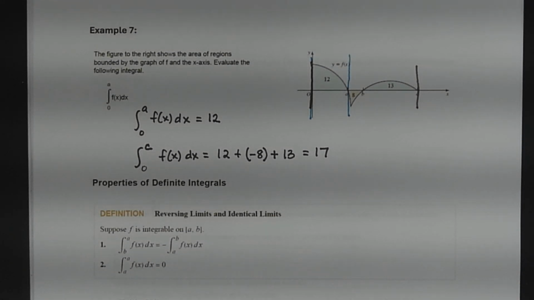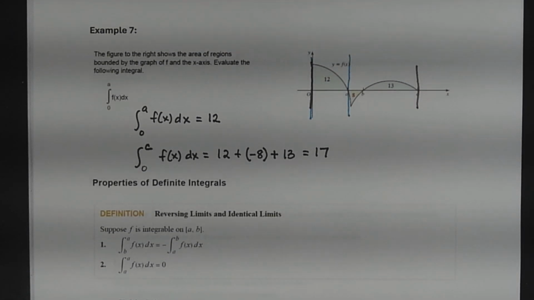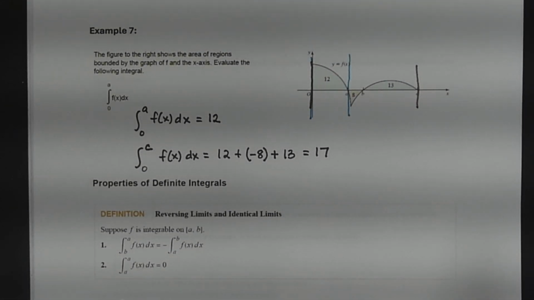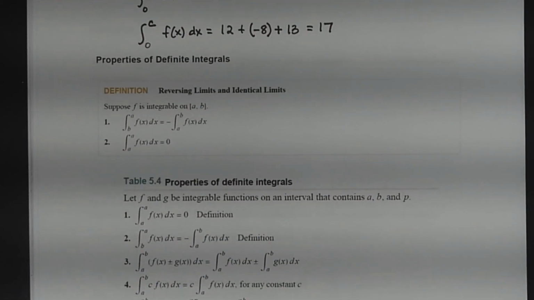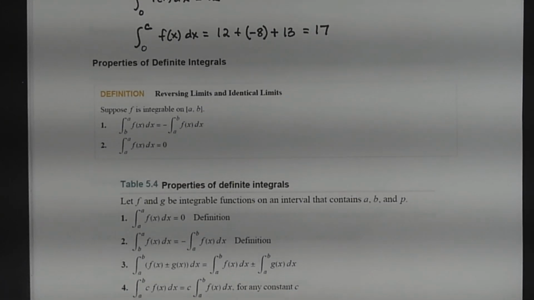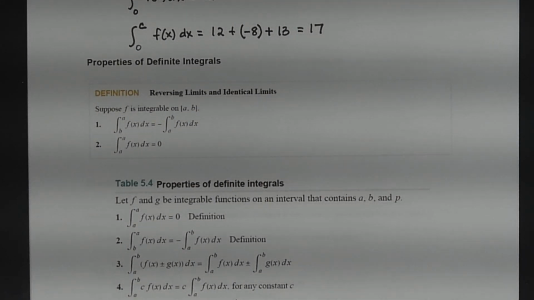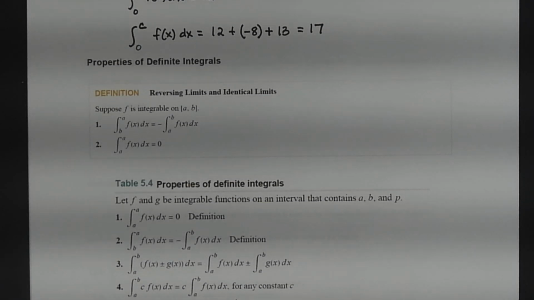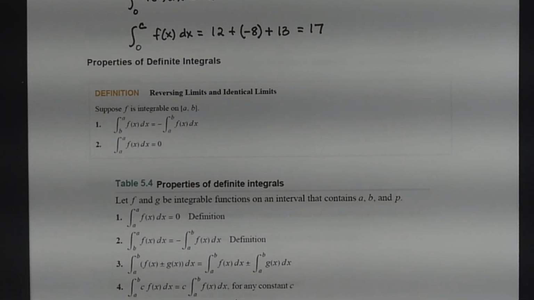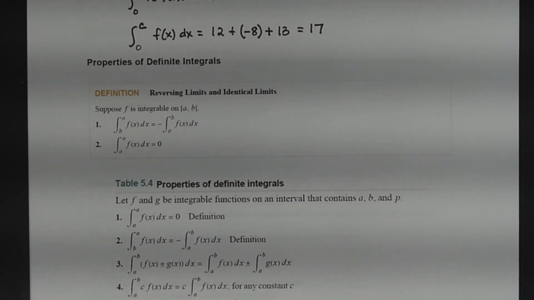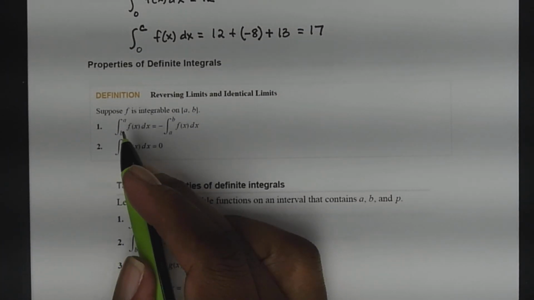All right, next we'll look at the properties of definite integrals. So here's the definition. One is for reversing limits and the other one is identical limits. Suppose f is integrable on the interval a to b. The first one is this.